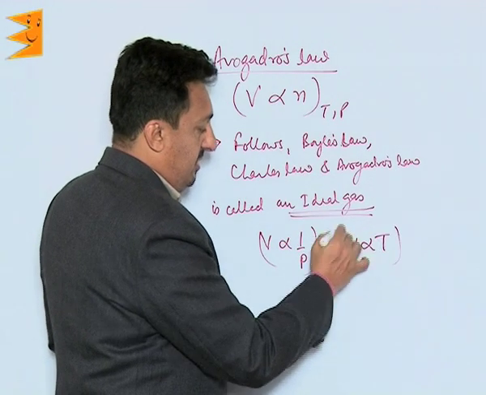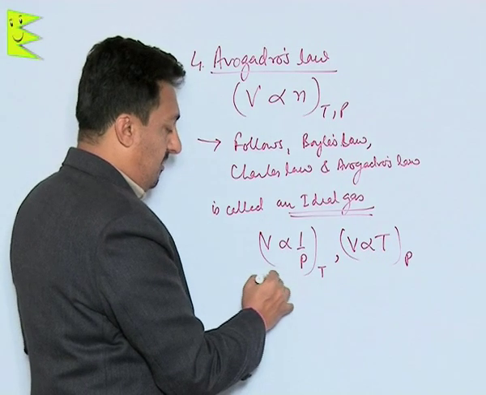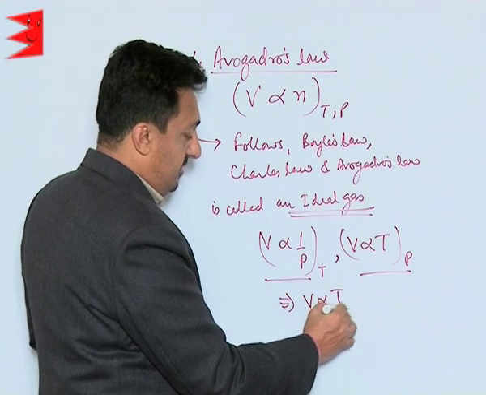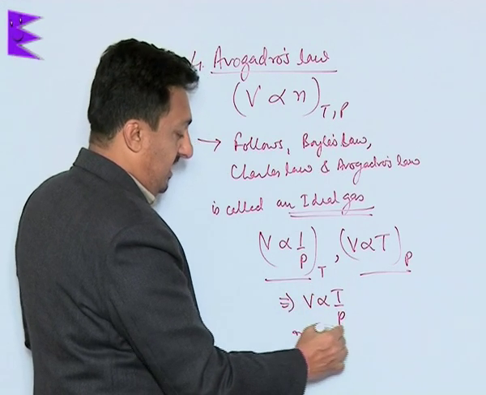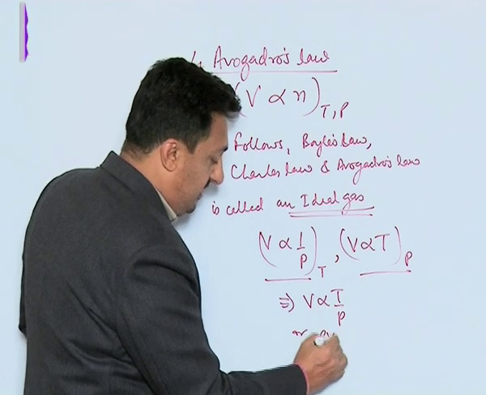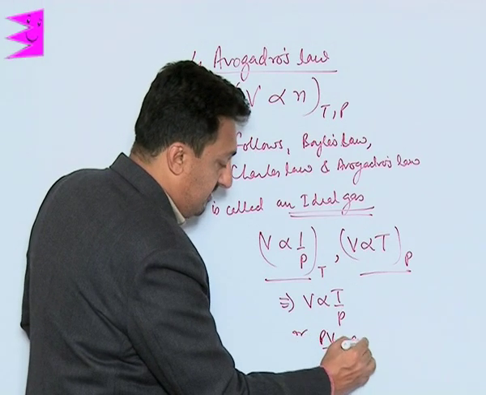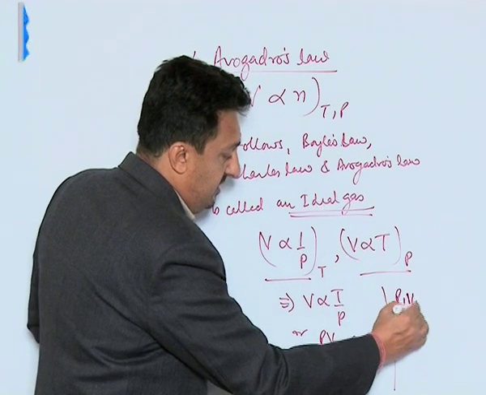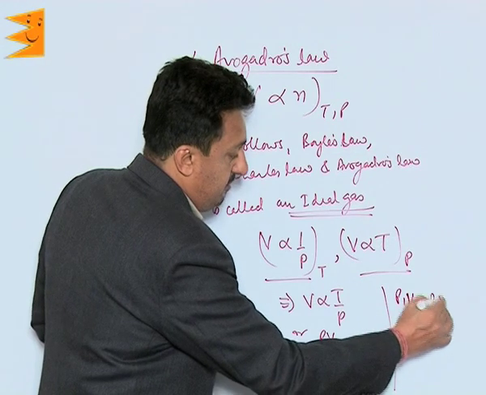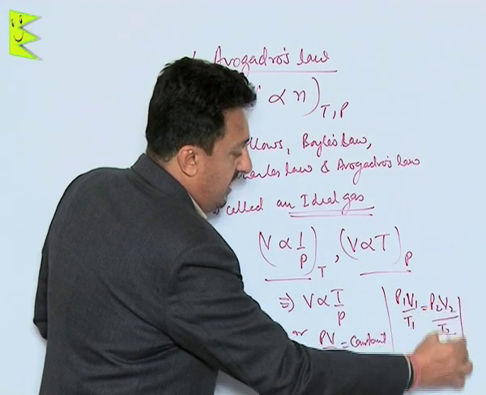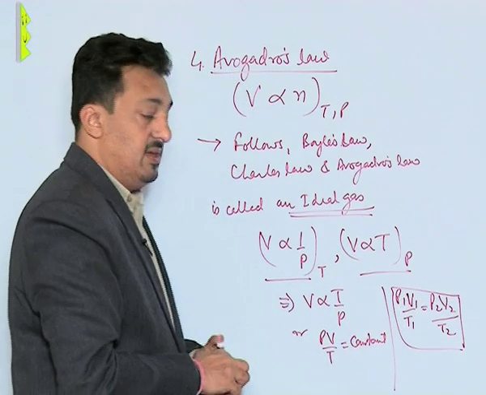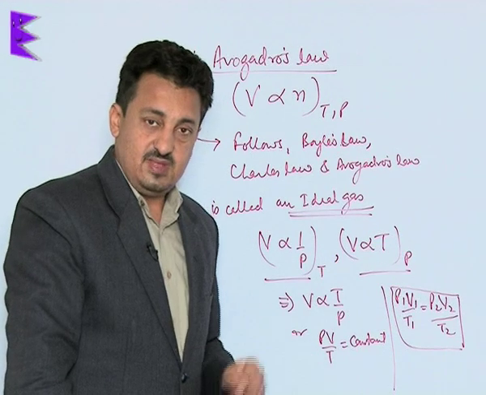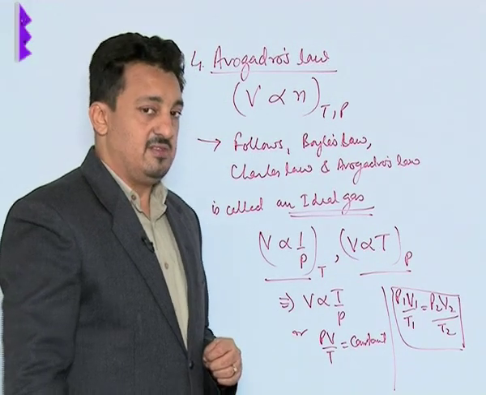Now we know volume is inversely proportional to pressure at constant temperature. Volume is directly proportional to temperature at constant pressure. This is from Boyle's law, this is from Charles' law. We can conclude that volume is directly proportional to T by P, or we find that PV over T will always be constant, and that is why we have the relationship P1V1 over T1 equals P2V2 over T2. A very important relationship to convert the pressure, volume, and temperature of a gas from one state to the other state. That is the most important use of this formula.